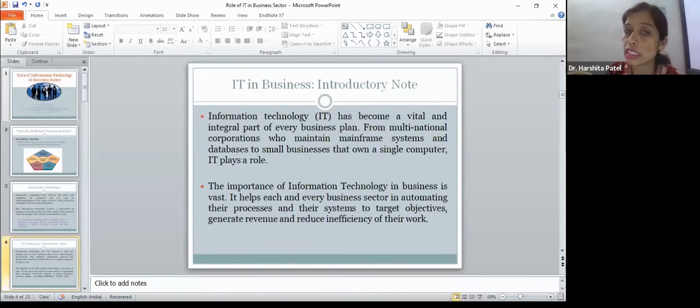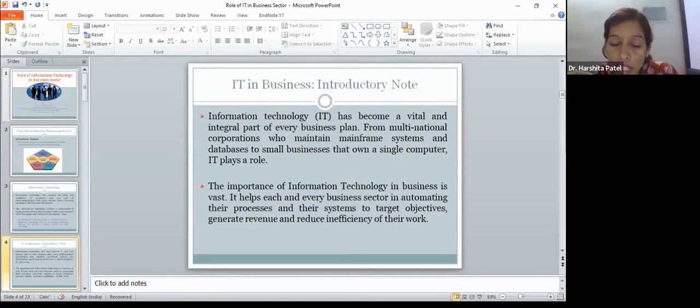Now, when we talk about the role of information technology in business, we can consider this on various points, which I'm going to discuss now. Information technology has become a vital and integral part of every business plan. From multinational corporations that maintain mainframes, big computer and maintenance systems and databases, to small businesses that own a single computer, IT plays a role.